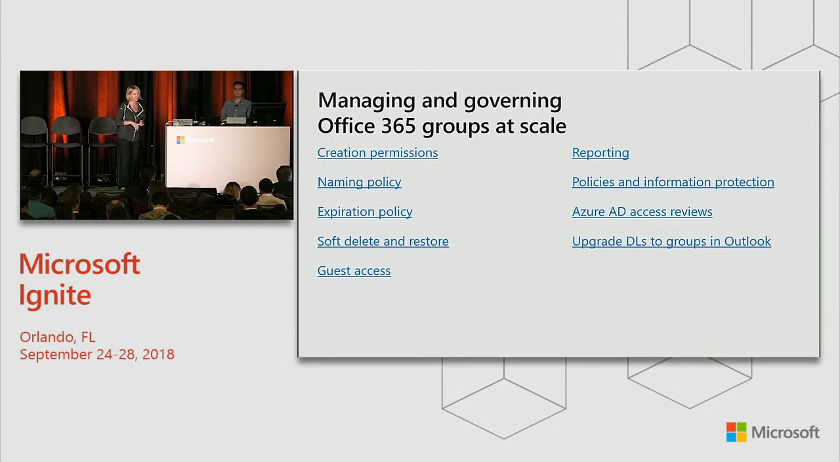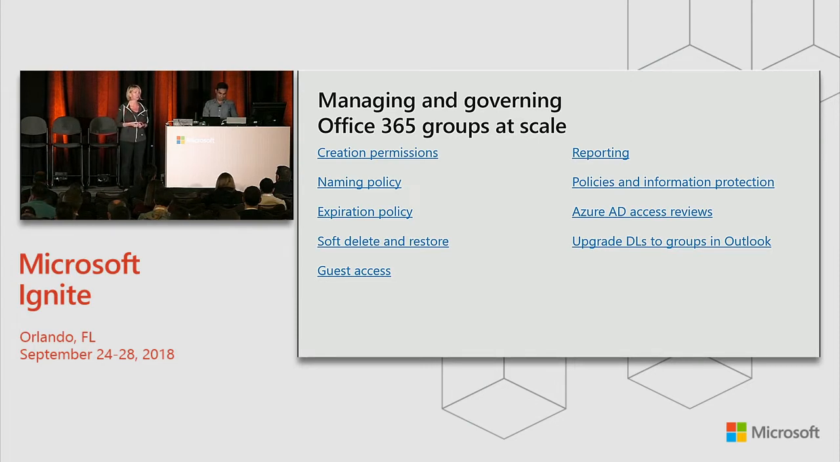So if we go into managing and governing Office 365 groups at scale, we have here a subset of tools which you normally use. One of the things is a naming policy. Very often we discuss with customers why a naming policy is important, because you may want to have the department or the location applied to the group, and you can do that automatically with a naming policy.